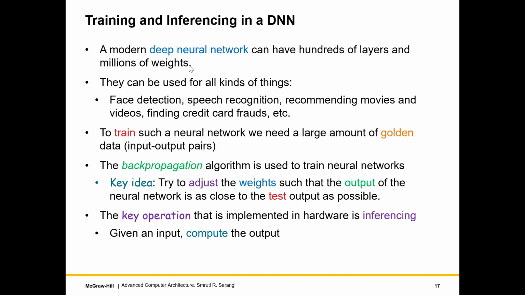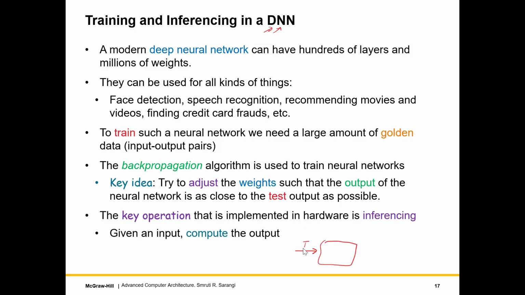So training and inferencing in a DNN is like this. What is training? Let's understand the idea of training. DNN is a deep neural network. Training basically means that you design the network. So you basically say that, look, I will have these many layers. This is the size of each layer. These many parameters will be there in each layer, and so on and so forth. That's the architecture. But the idea is you don't know what the value of the parameters is.